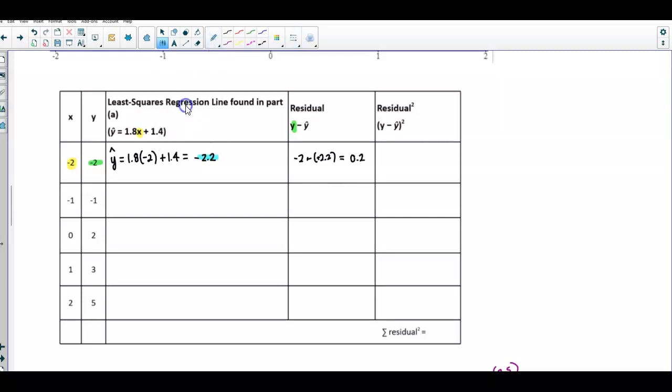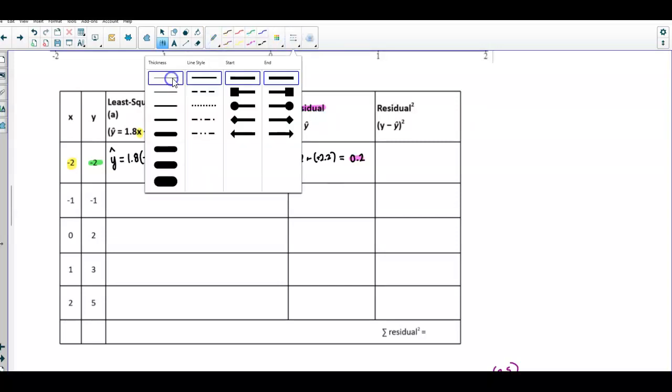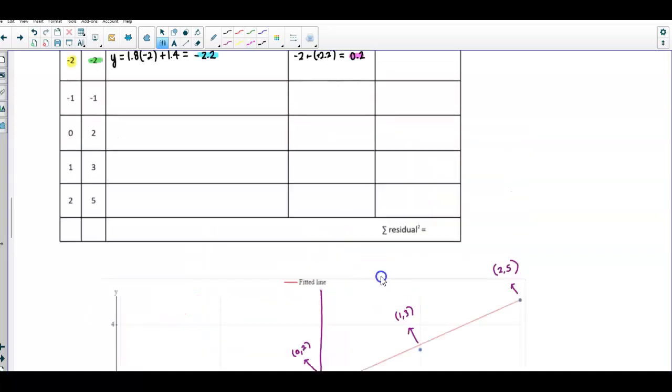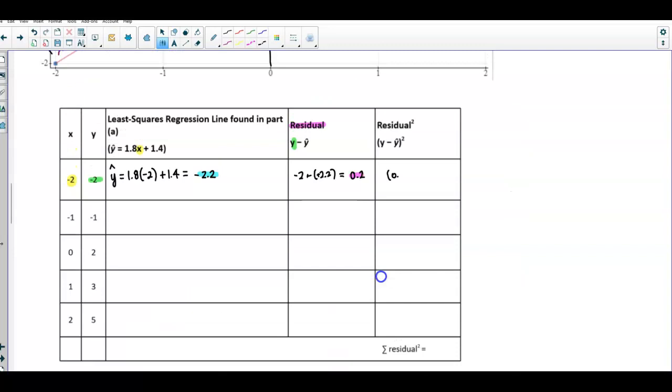Okay, now again, that represents the residual. The residual again is the distance from that point to the line. So let's take a look at that. Down here we can see that the distance from here to here, so the residual, is positive 0.2. And then over here, we're going to take that value of 0.2 and square it. That's going to give us the following value, 0.04. And now I'm going to go ahead and fill in the rest.